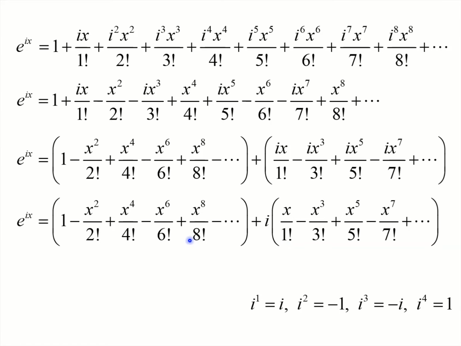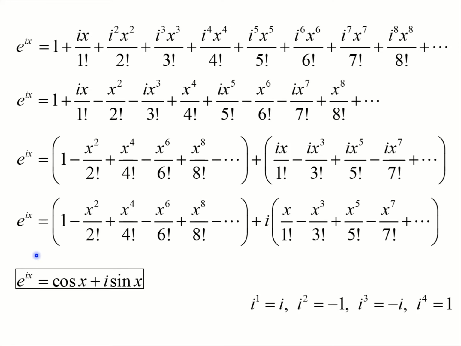And you might recognize these ones. Here's the even powers, and it alternates, and odd powers, and it alternates. You can grab a calculus book if you want to check this out, but those turn into the cosine and the sine. And so e to the ix equals cosine x plus i sine x.